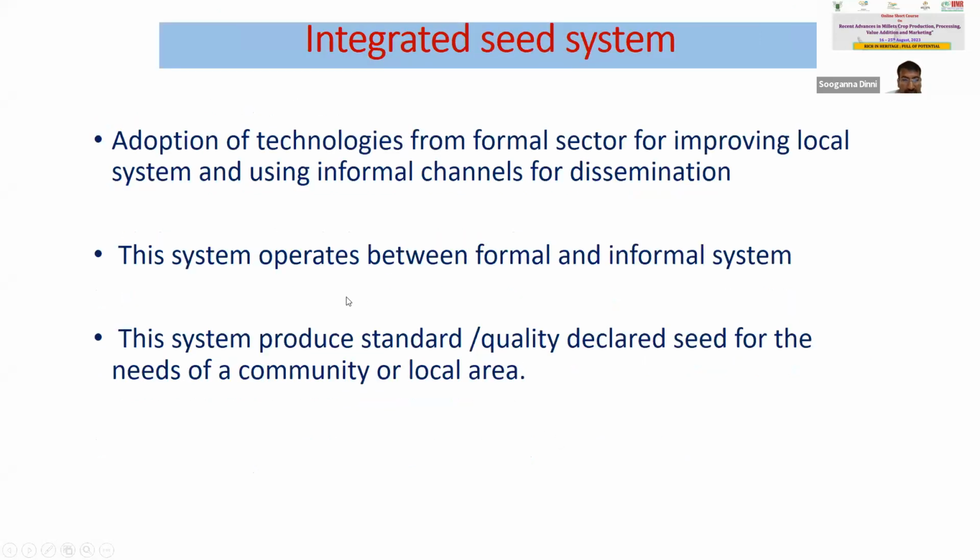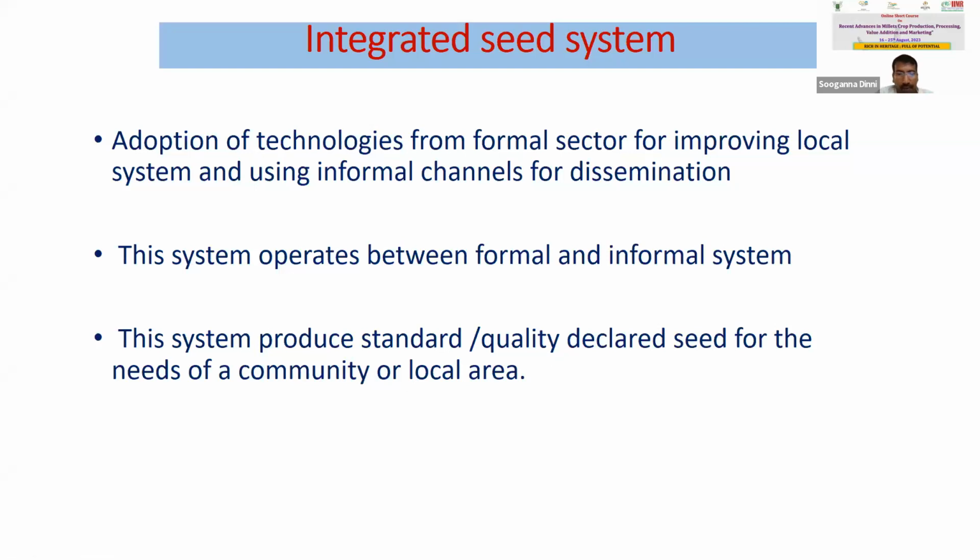So one more system, that is the integrated seed system. Here, the adoption of technology from the formal sector for improving the local seed system and using the informal channels for dissemination. We use the technology from the formal sector, and the channel we use is informal channels for dissemination of the improved cultivars. So here it is a blend of formal and informal seed sector, and this operates between the formal and informal. The system produces standard quality seed. The seed produced under the integrated seed system is called quality declared seed for the particular community.